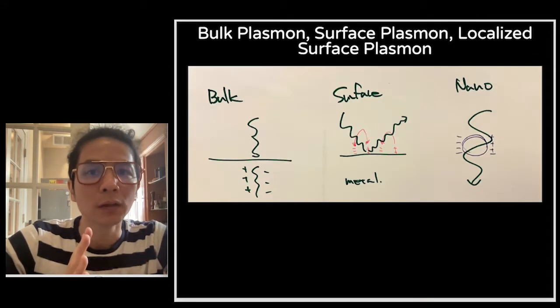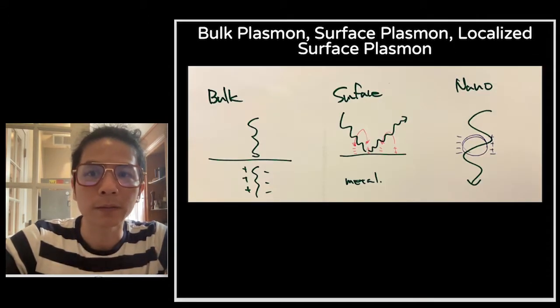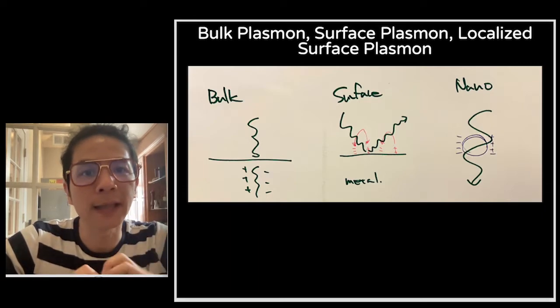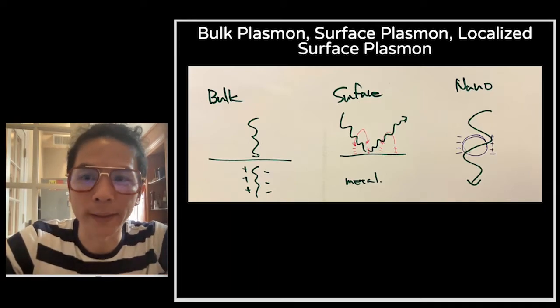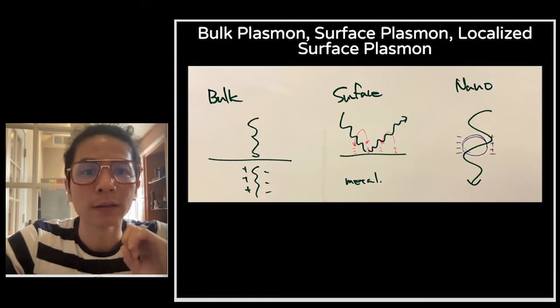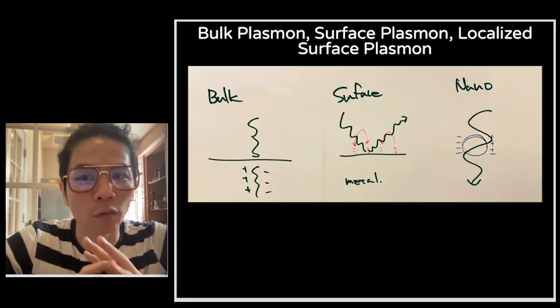So now I want to explain there are 3 types of plasmon properties depending on the dimension of the material, which are bulk, surface, and nano phase.